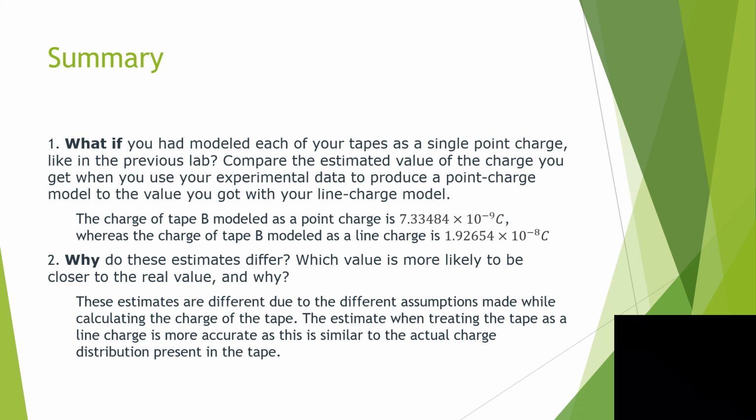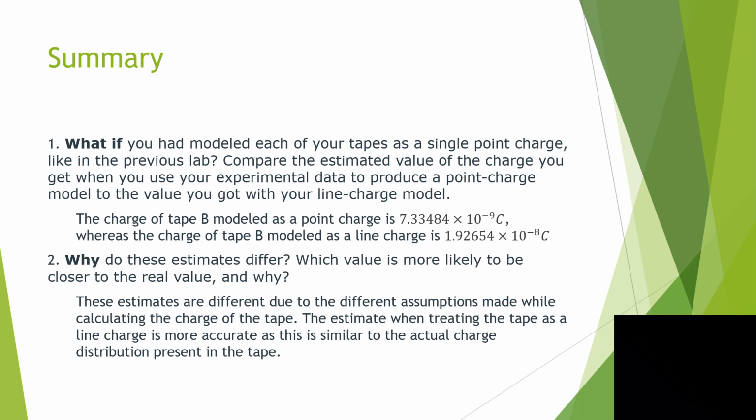To summarize, we calculated the charge of tape B when modeled as a point charge to be 7.33484 times 10 to the negative 9 coulombs, whereas we calculated the charge of tape B when modeled as a line charge to be 1.92654 times 10 to the negative 8 coulombs. These estimates are different due to the different assumptions made while calculating the charge of the tape.